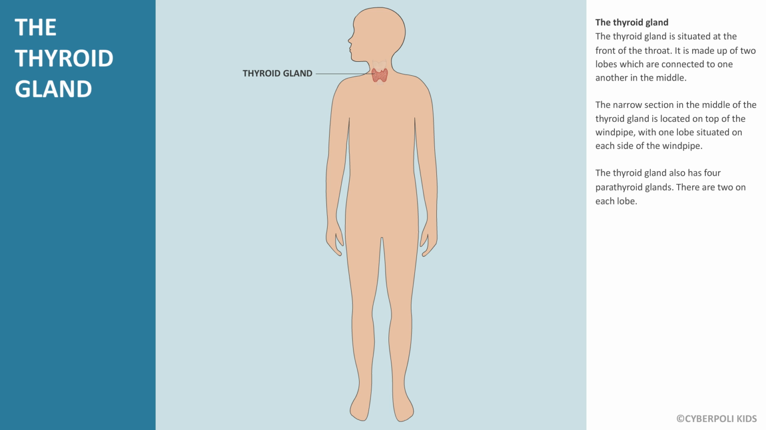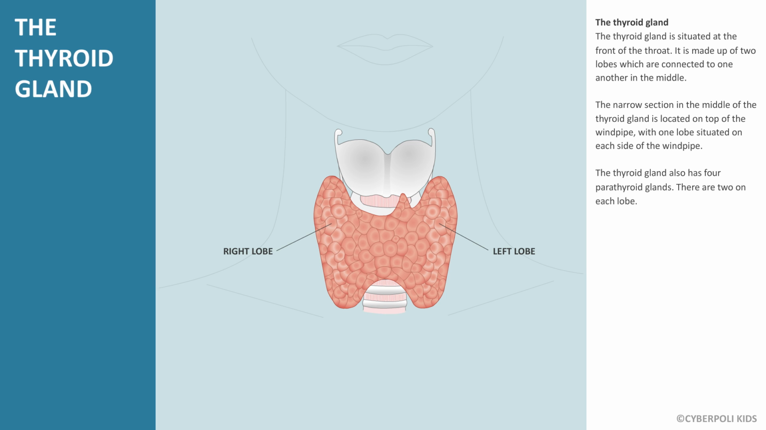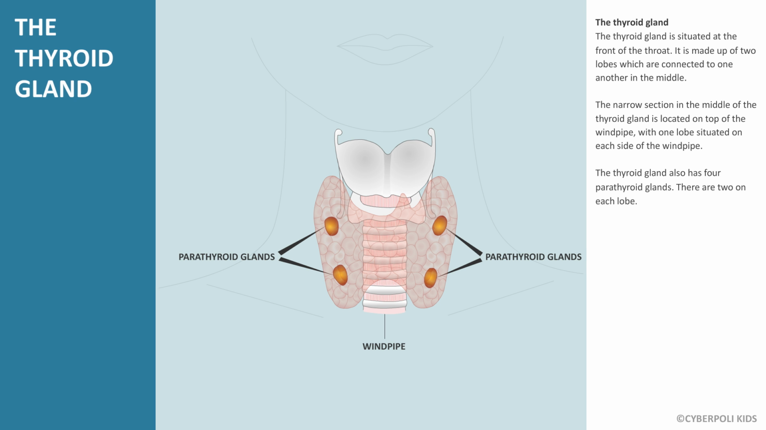The thyroid gland is situated at the front of the throat. It is made up of two lobes which are connected to one another in the middle. The narrow section in the middle of the thyroid gland is located on top of the windpipe, with one lobe situated on each side of the windpipe. The thyroid gland also has 4 parathyroid glands. There are 2 on each lobe.